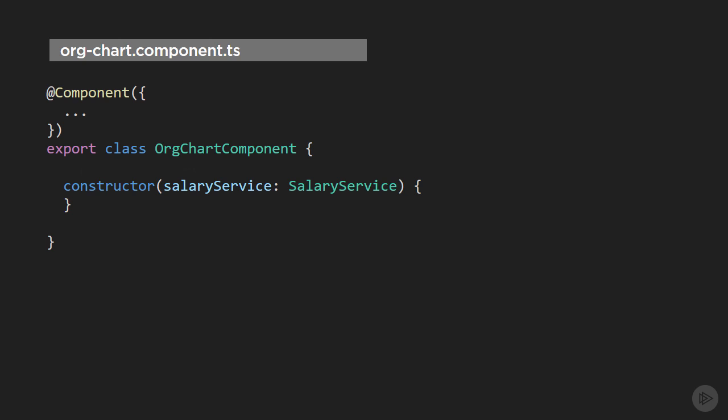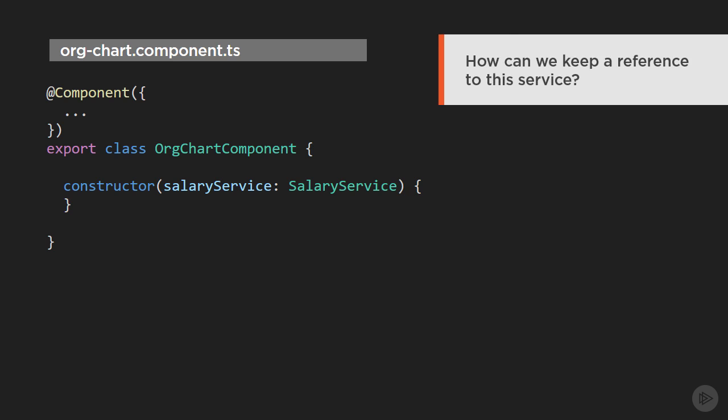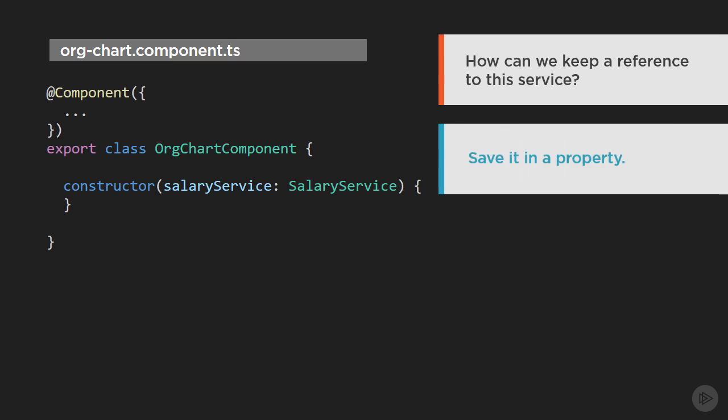So now we're specifying a constructor and it's being passed a salary service. The argument name is salary service of type capital SalaryService. How can we keep a reference to this service? Save it in a property. And this is almost always done. It's very rare that you would only want to use an injected service in the constructor. So let's see how we save it in a property.